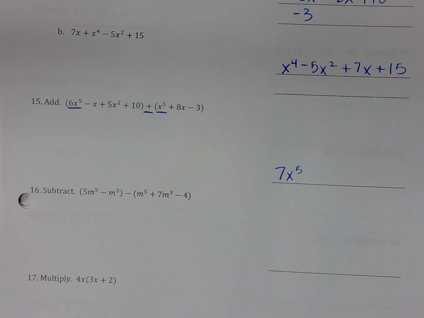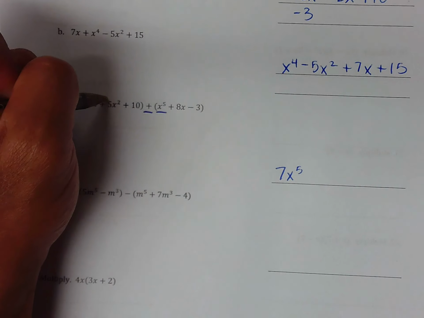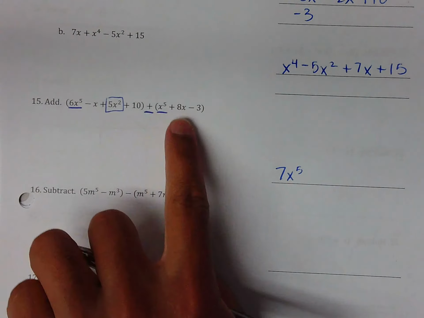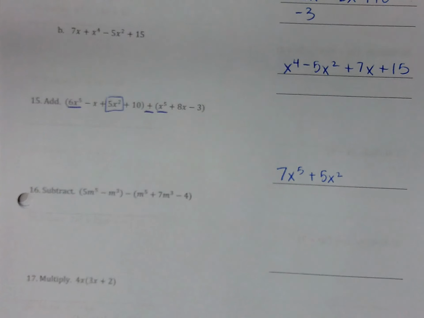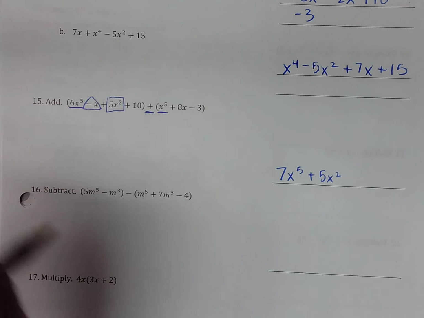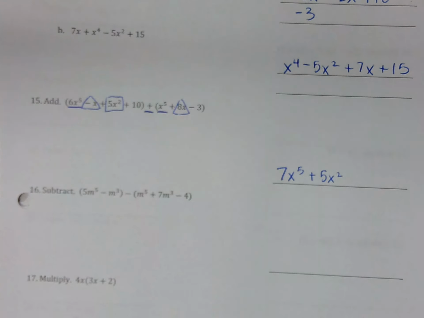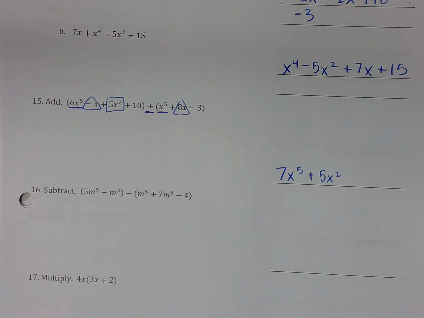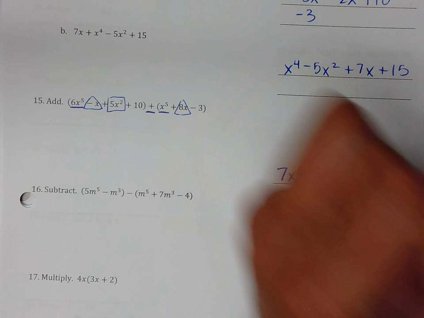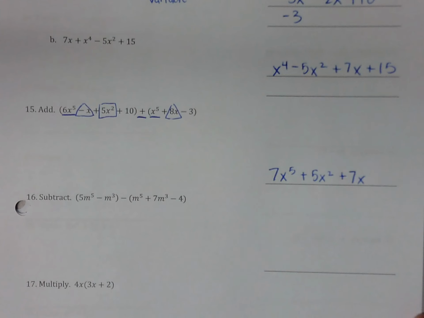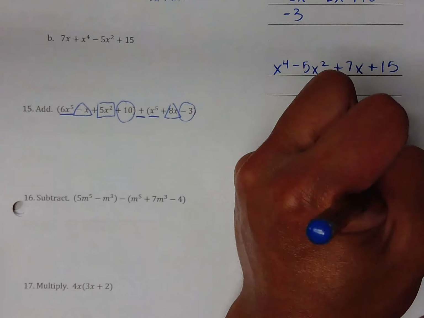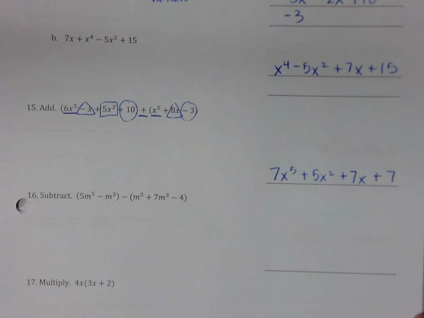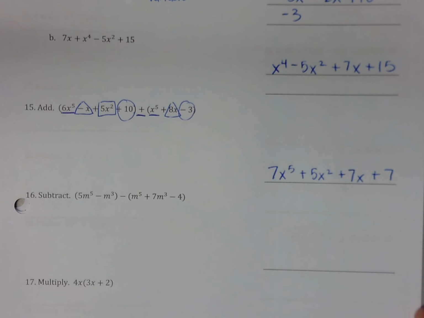All right, next. Maybe I see some students draw different shapes around like terms. I think that's a great idea. Let's see, 5x squared. There's no other like terms we can combine it with. So we just write that as so. Next, we can combine this minus x and this 8x. Negative 1 plus 8, that gives me 7 of those things, or plus 7x. And then lastly, combining my 10 and my negative 3, that gives me positive 7. Well, that's a lot of 7s. All right, 7x to the 5th plus 5x squared plus 7x plus 7. Final answer.